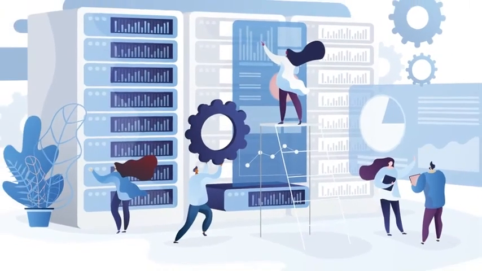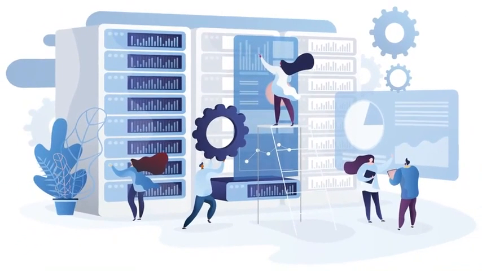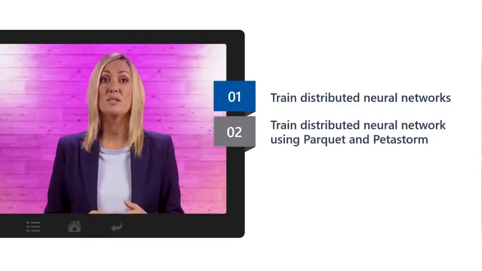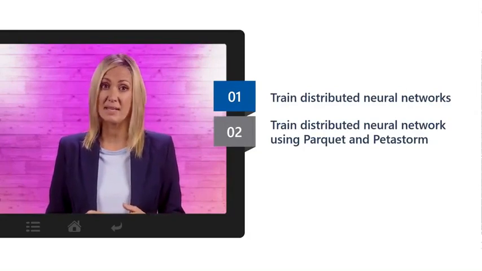Finally, you put your knowledge to the test by completing an exercise that required you to build a model and distribute the deep learning training process using both Horovod Runner and Petastorm. Now that you've concluded this lesson, you should know how to use Horovod to train a distributed neural network and use Horovod to train a distributed neural network using Parquet files and Petastorm.